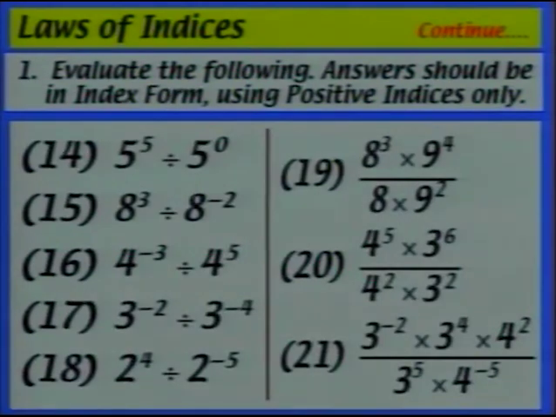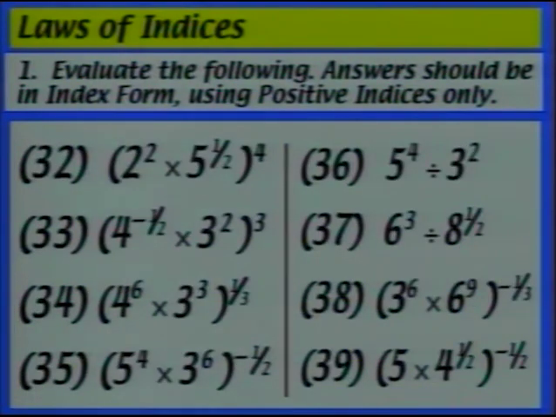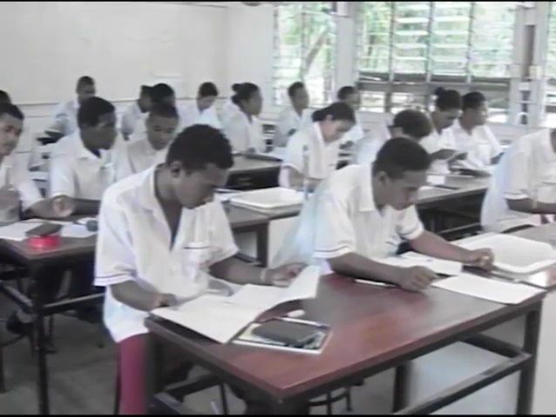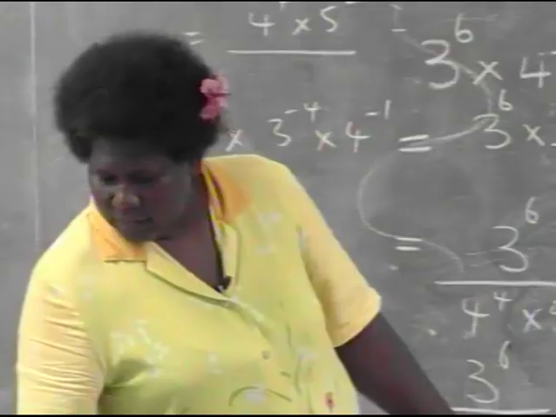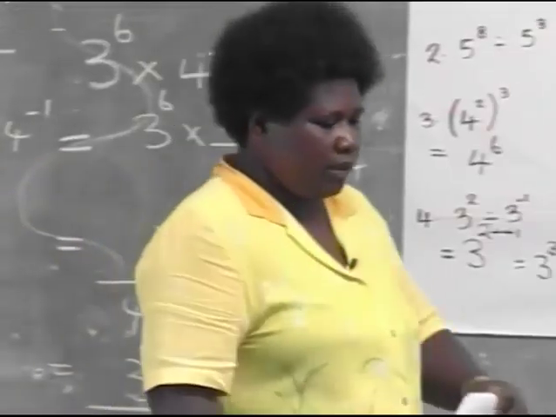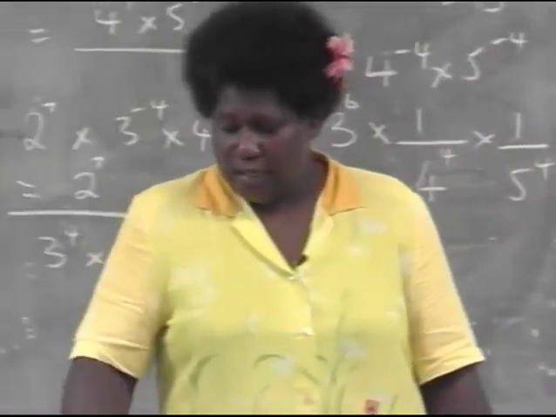All right, your homework. You are to do questions 14 to 39. All the questions up to 39. I'd like you to have as much practice as you can, because when it comes to algebra, it becomes a little bit complicated, and that's our next topic.